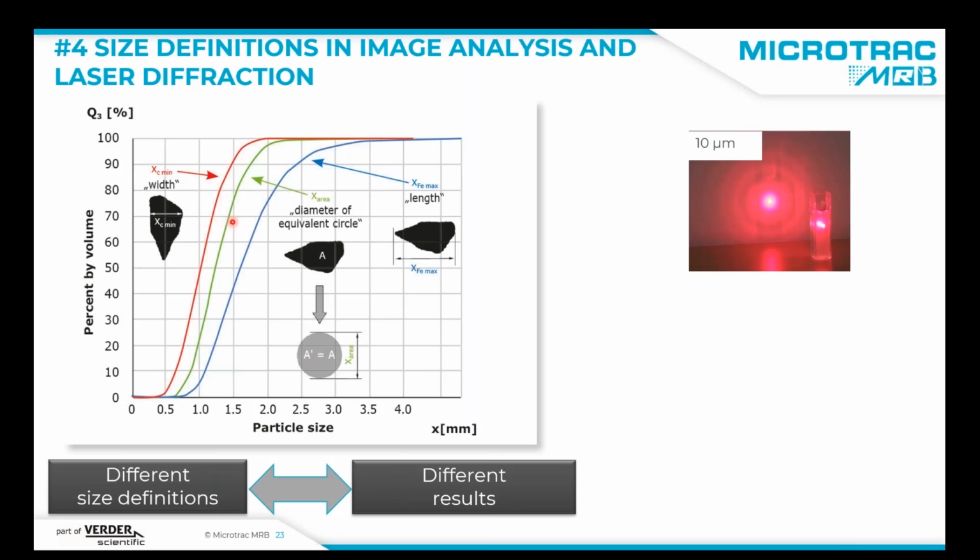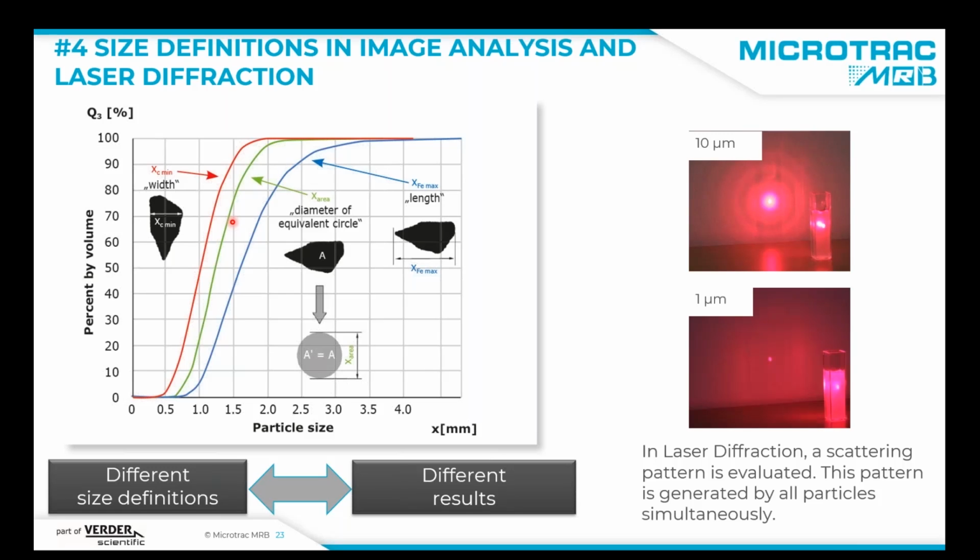Laser diffraction is just evaluating a scattering pattern that is generated by all particles simultaneously. This would be the scattering pattern from 10 micrometer particles, and this would be the scattering pattern from 1 micrometer particles. You see the pattern looks different, and this can be evaluated by the software, and this gives you the particle size. But all these scattering or diffraction data are related to a spherical model particle. It is treated as if this pattern would be generated by round particles.